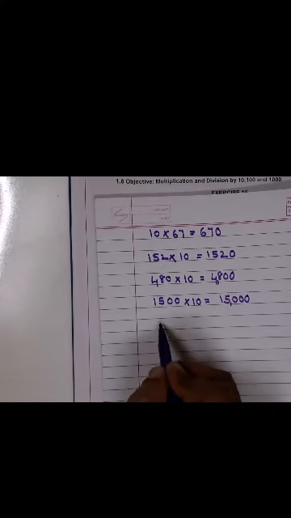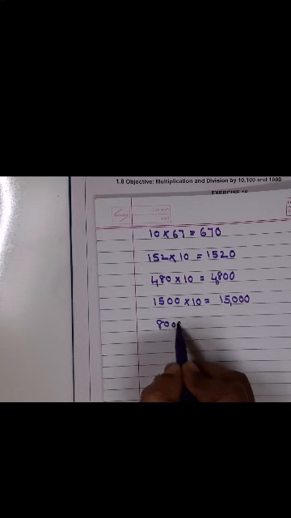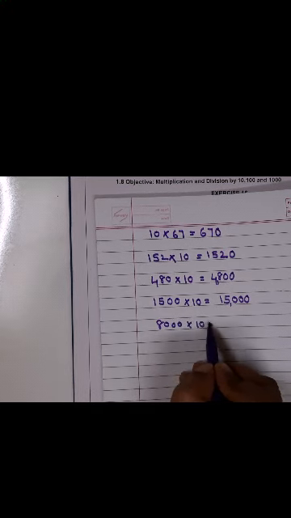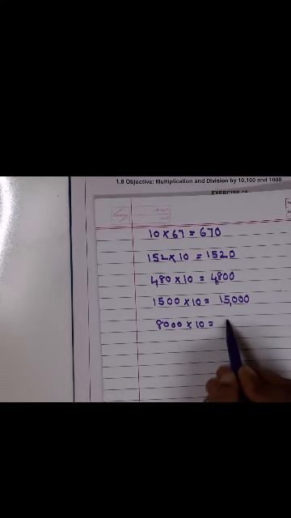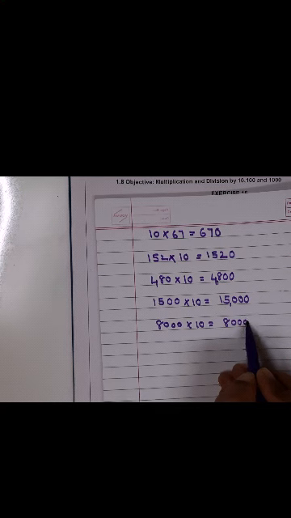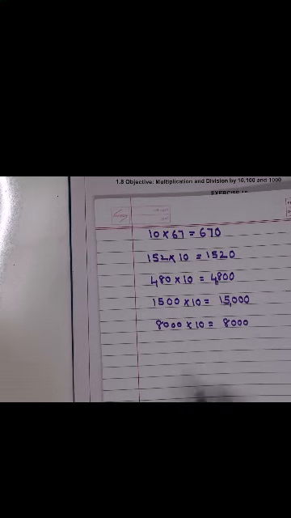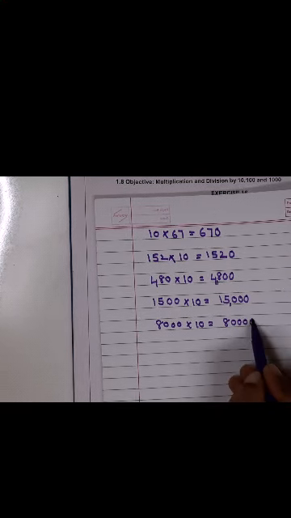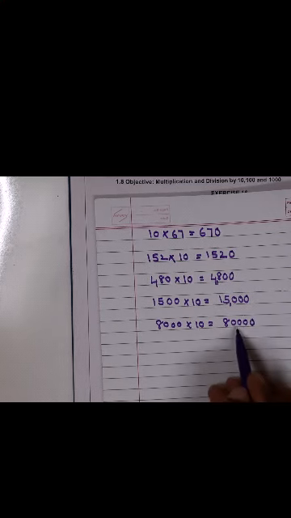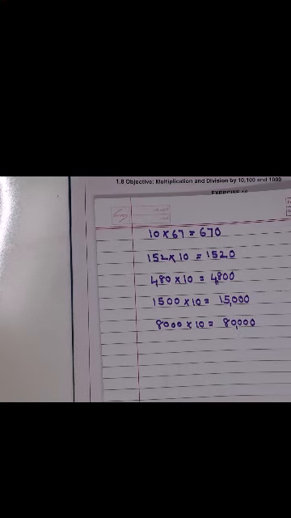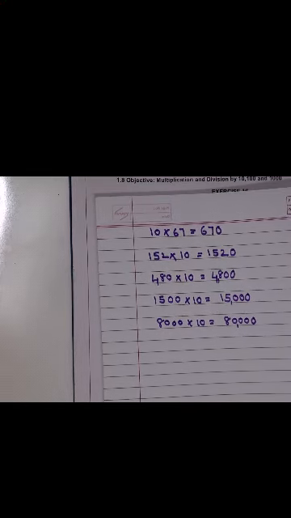How about this children? 8000 into 10. While multiplying a number with 10, all you need to do is add a 0 at the end of the number. Which is your number? 8000. Now what you have to do? Just add a 0 at the end of the number. And you will have your answer. Now I told you after 3 places, you can leave a space or just put a comma. Done children? Simple.